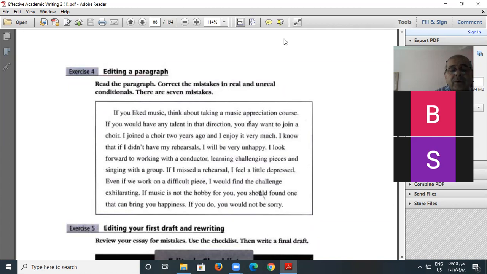Same thing for the next sentence. We said: if I missed a rehearsal, I would feel a little depressed. Okay. The next sentence: even if we work on a difficult piece, I find the challenge exhilarating. What do we do with it? We apply what we did with the previous one, because we are talking about the past. So it becomes: if we worked on a difficult piece, I would find the challenge exhilarating.